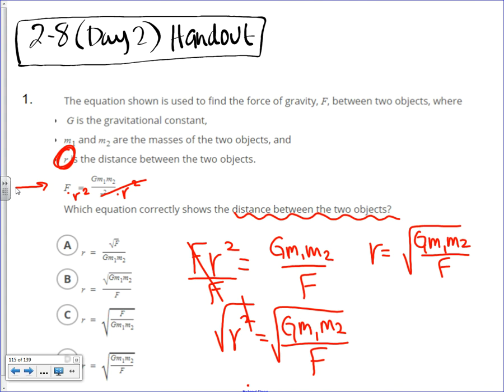Now please notice that the square root is over the entire thing. Whatever I do to one side, I have to do the other. So the entire side of that is under the square root. And if you look at your answer choices, your answer should be letter D down here.